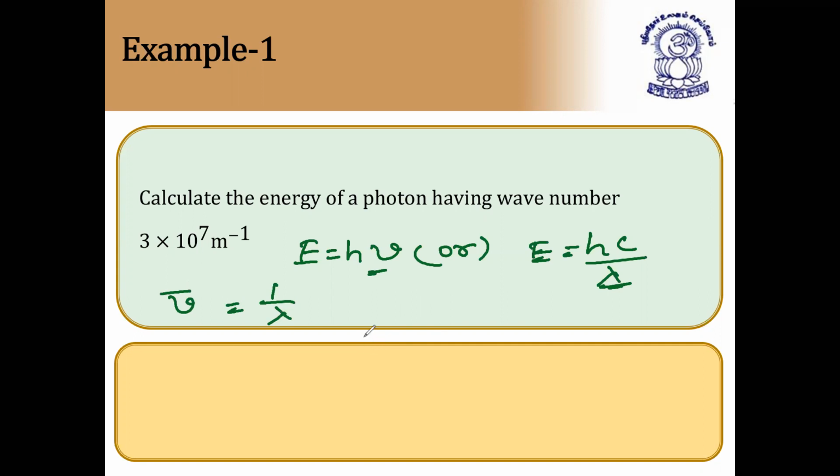So we can write E is equal to h into 1 by lambda, or you can write E is equal to h into wave number, because 1 by lambda is the wave number. So E is equal to h into c into wave number. So straight away applying this formula, we can get the answer. So E is equal to, h value is 6.625.